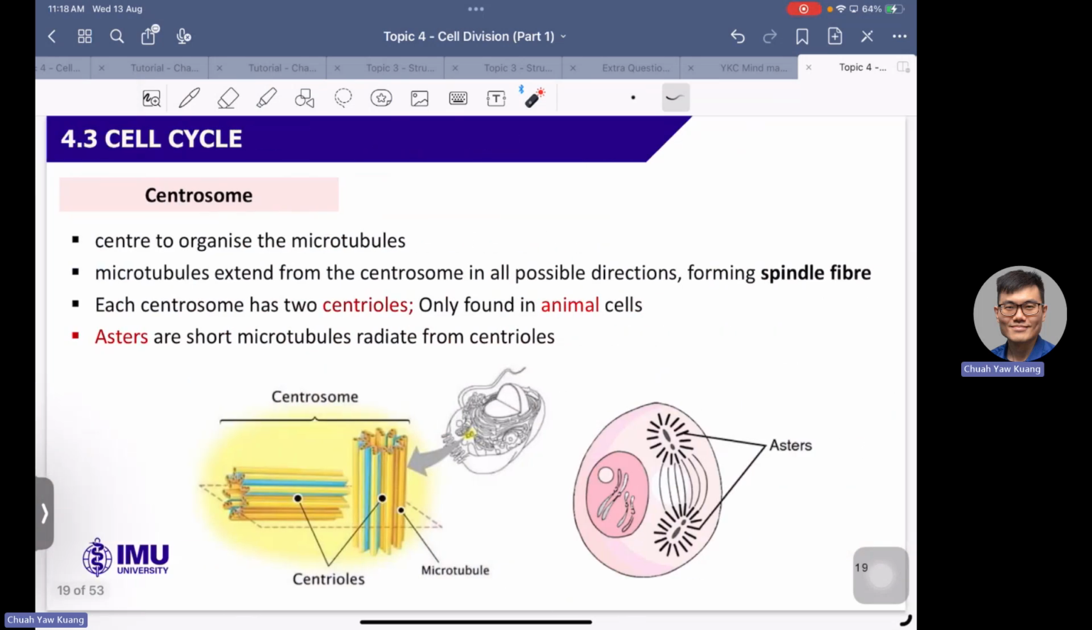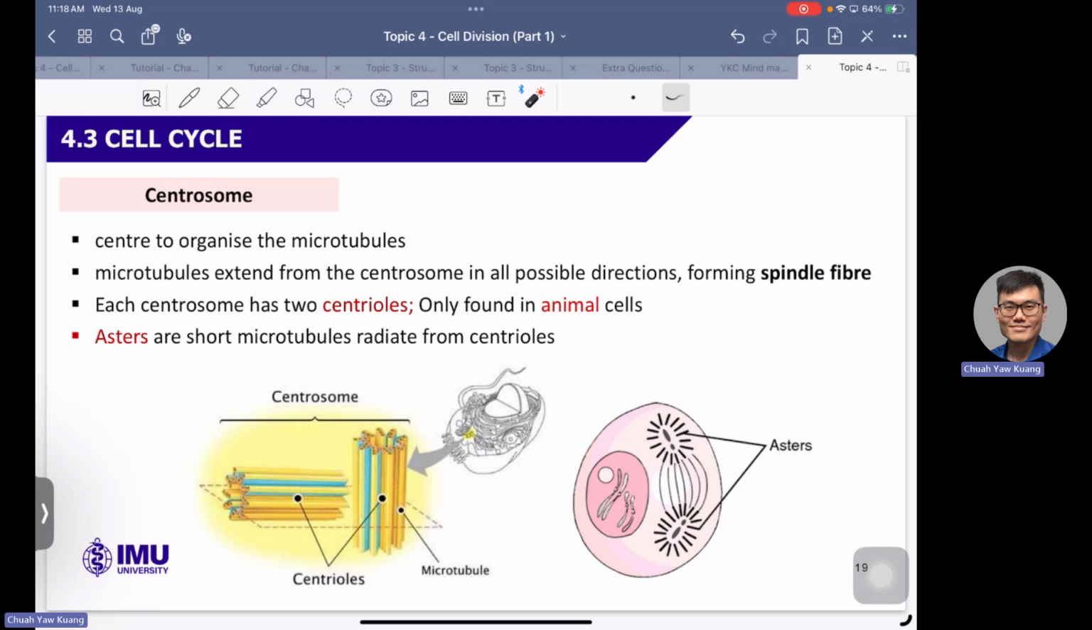Then another pair of terms that normally confuse: centromere and centrosome. Centrosome is a different thing. Centrosome is actually a pair of centrioles, aligned at 90 degrees perpendicular to each other. That is the so-called centrosome. One centrosome is a pair of centrioles. Before the G2 phase, one cell contains only one centrosome.